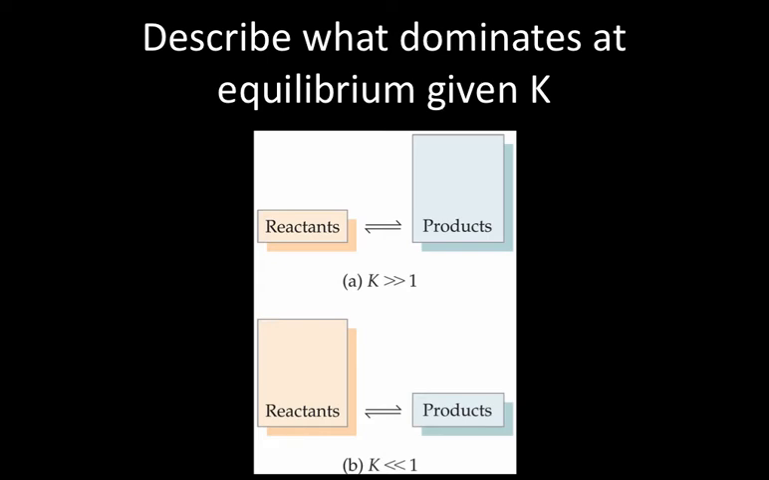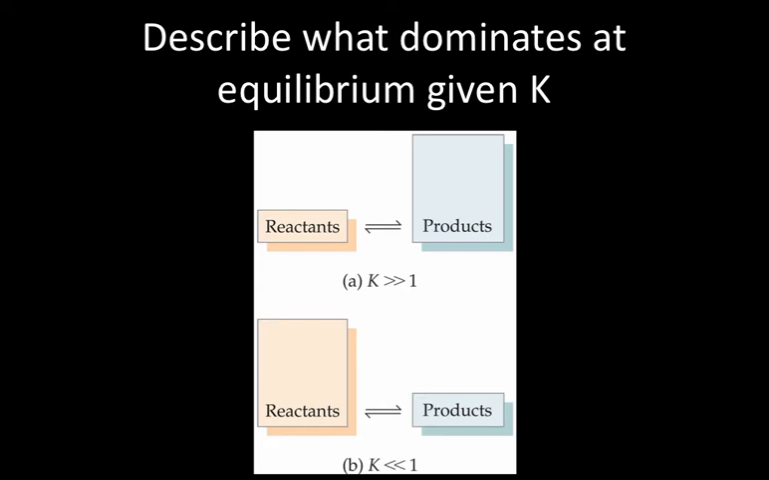If it lies to the left, we say it favors reactants, and you're going to have that situation when K is less than 1. That again is because when you set that up, your denominator is going to be larger, which is going to give you a value less than 1. So if K is greater than 1, it favors the products, which lies to the right.